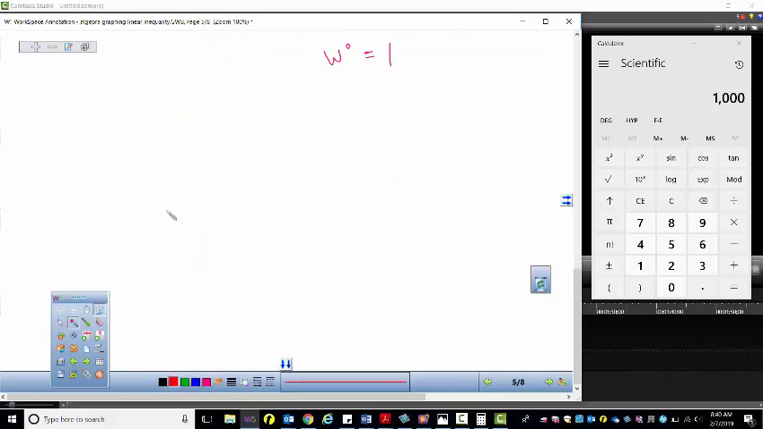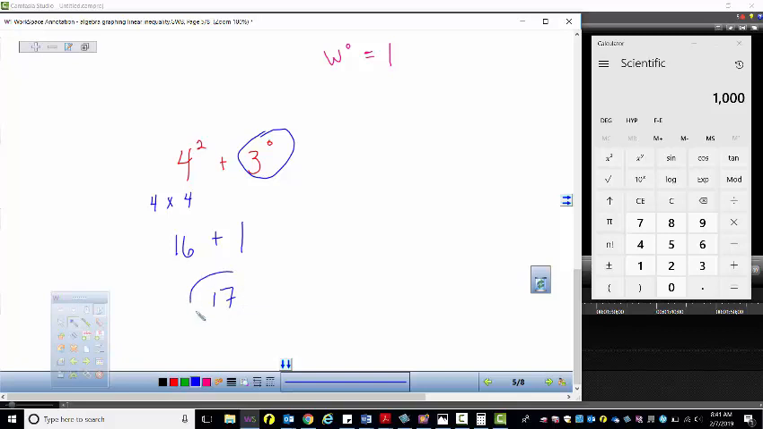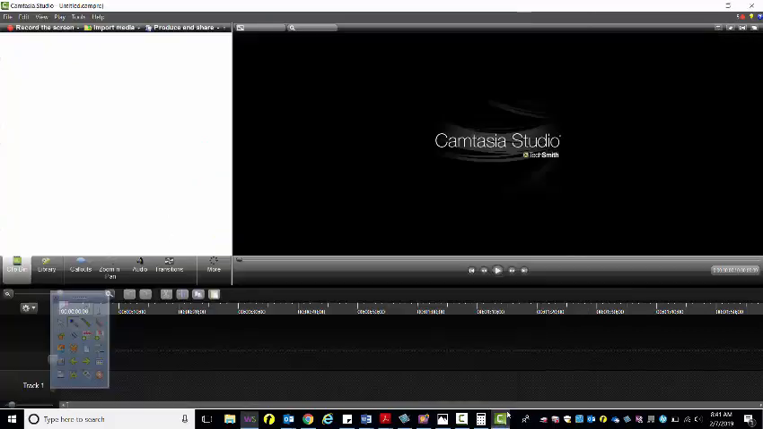So if I had like 4 squared, or 4 to the 2nd, plus 3 to the 0, we know this one, 4 squared, is going to be 4 times 4, which is 16, plus 3 to the 0. What's anything to the 0 power? It's 1, so 3 to the 0 power is 1, so 16 plus 1 is 17. All right, that's it. Try the practice problems.